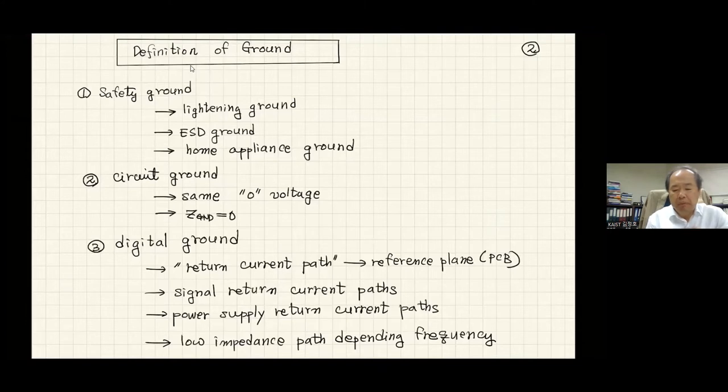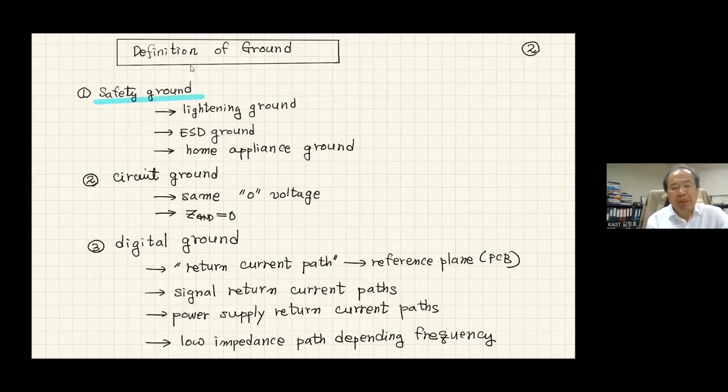There are a few different definitions of ground. First, I would like to mention safety ground. At the top of our building, we have a lightning pin so that it can receive the lightning current, and it will conduct it around the building so that people will be safe inside the building.